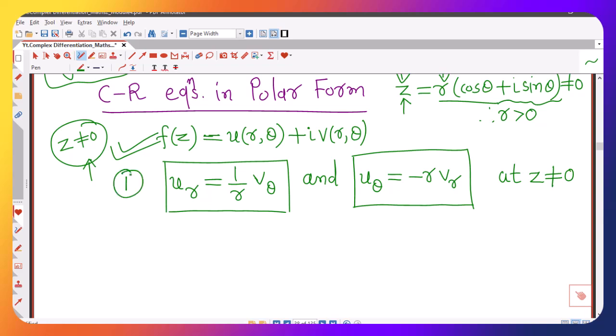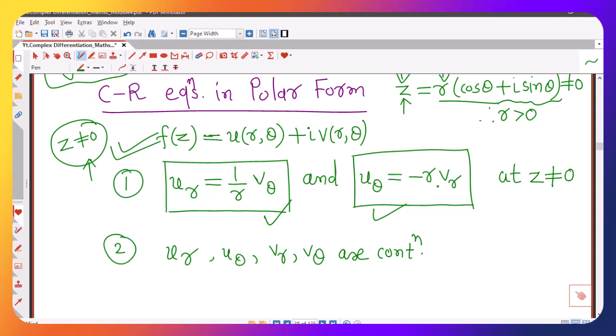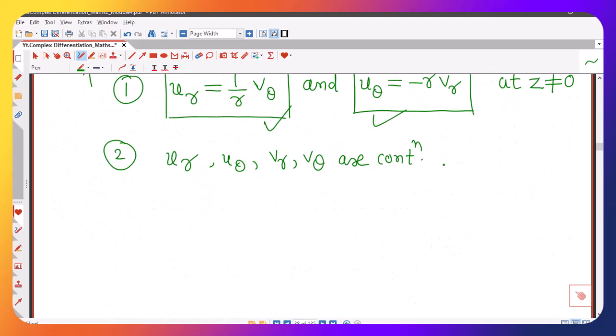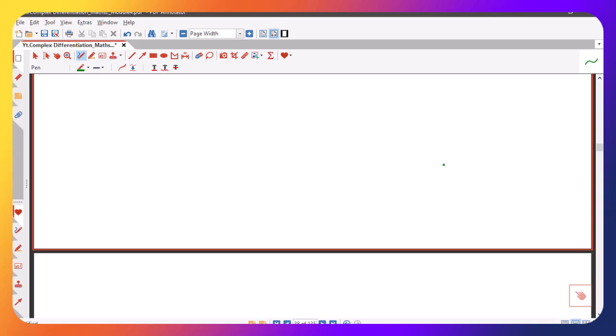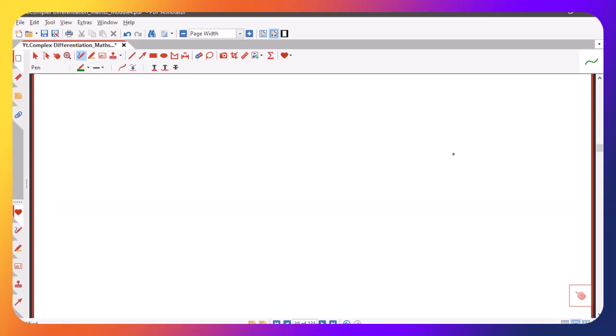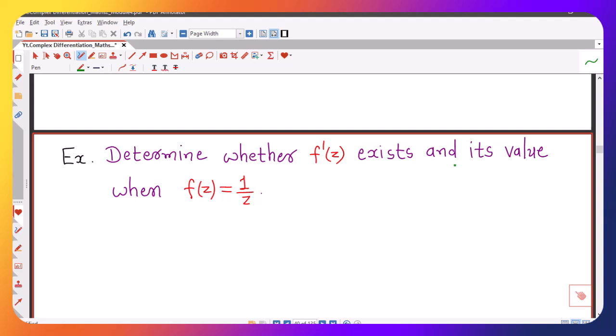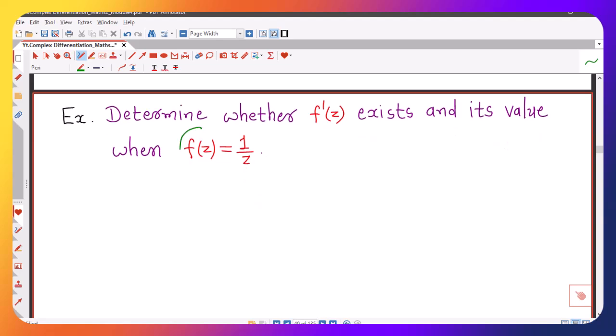So the first requirement is that these CR equations are satisfied. The second requirement is that all these partial derivatives are continuous at those points where these two CR equations are satisfied. So we take one function and we check its differentiability using Cauchy-Riemann equations in polar form. Here I have taken f of z equal to 1/z, and I am asked to determine whether f'(z) exists and its value if it exists.